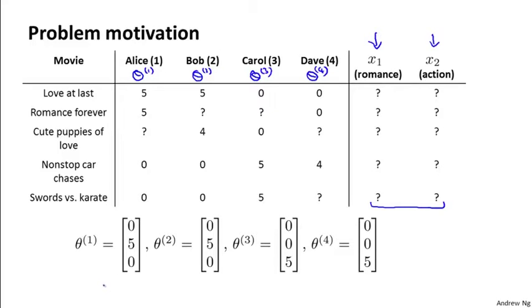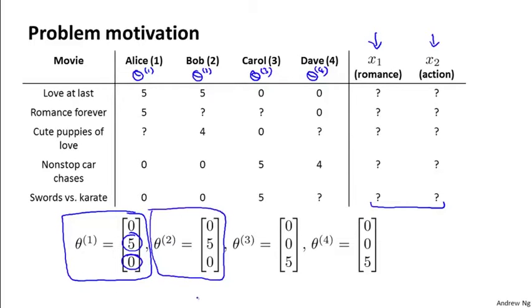And let's say that we ask our users, let's say Alice tells us that she really likes romantic movies, and so there's a 5 there, which is the multiplier associated with x1. And let's say Alice tells us she really doesn't like action movies, and so there's a 0 there. And Bob tells us something similar, so we have theta 2 over here. Whereas Carol tells us that she really likes action movies, which is why there's a 5 there. That's the multiplier associated with x2.